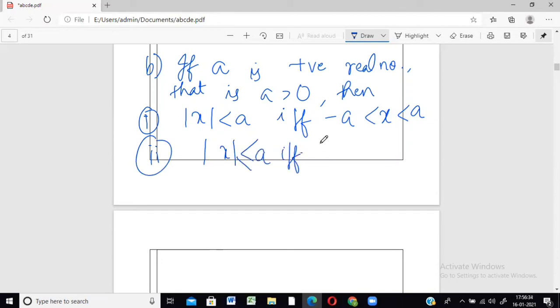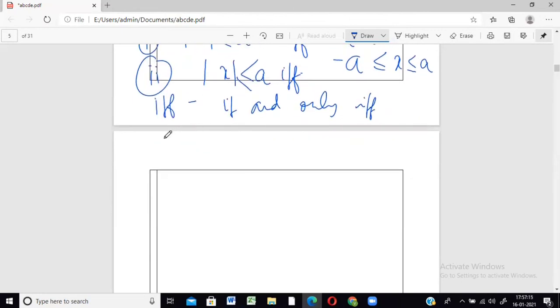if and only if minus A is less than or equal to x is less than or equal to A. IFF is if and only if. These two statements are somewhat similar. If it is strict here then it is strict inequality there as well, if it is slack here then it is slack inequality there too. Now IFF is nothing but if and only if. If and only if means it works both ways. If this is given then you can assume this to be true, and if this is true then this also holds, likewise. That is what it means by if and only if.